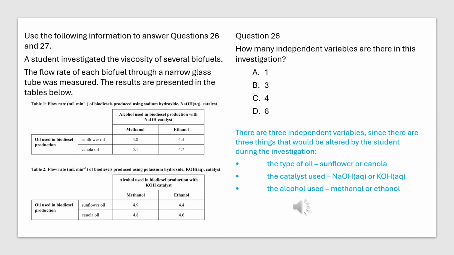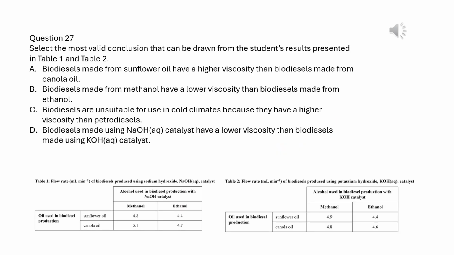There are three independent variables since the student would alter three things during the investigation: the type of oil, the catalyst used, and the alcohol used. The lower the flow rate of biodiesel, the higher the viscosity. The higher the flow rate, the lower the viscosity. Table 1 suggests sunflower oil has a higher viscosity than canola oil, but Table 2 has the opposite conclusion.